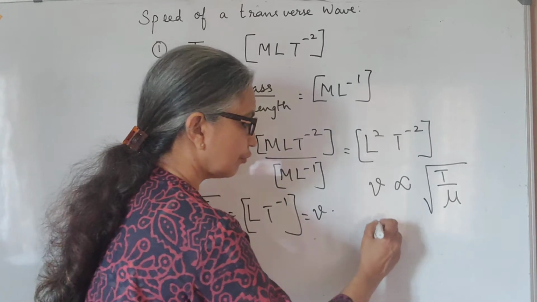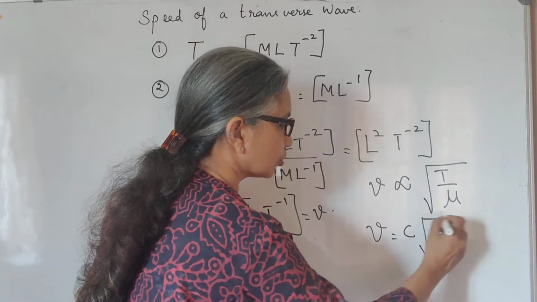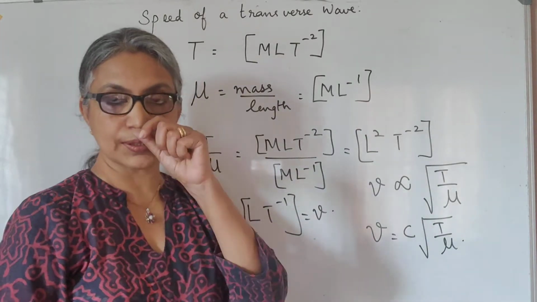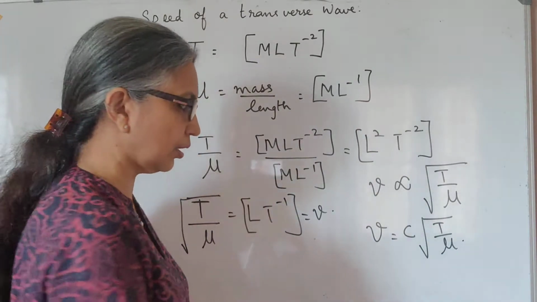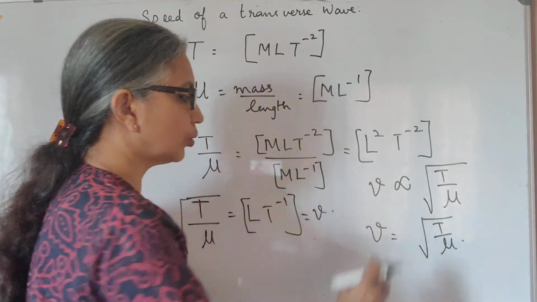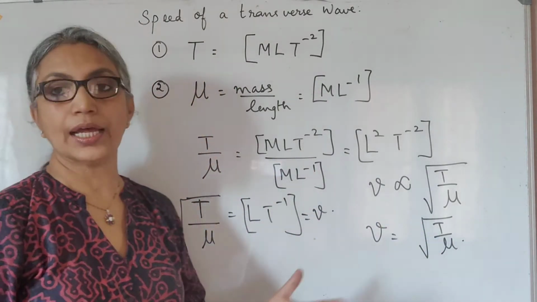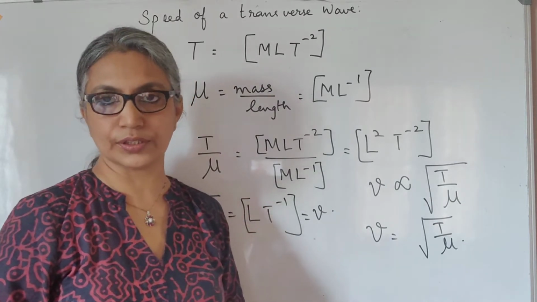Or we may write v equal to C into root of T by mu, and the value of C, which is a constant, is unity by Newton's method. So we may write v equal to root of T by mu, where T stands for the tension of the string and mu is the mass per unit length of the string.